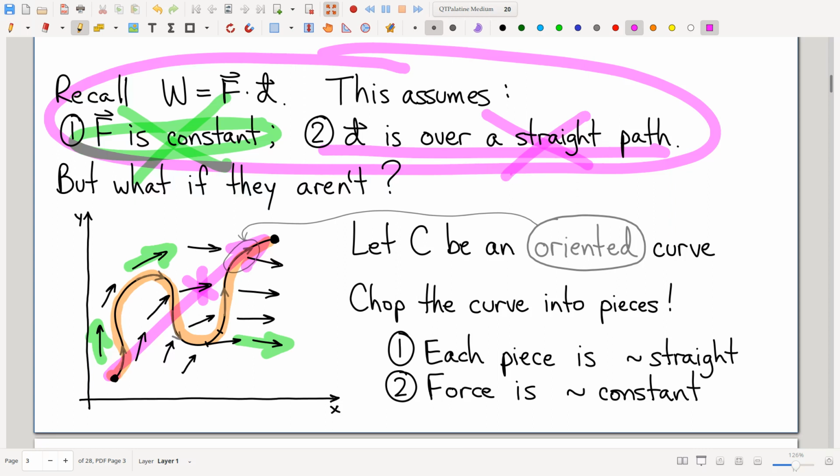How are we going to compute work now in this non-constant, non-straight, weird scenario, which by the way is very real world? This is how life is, right? How often is it that your path is perfectly straight? So, okay, natural question.